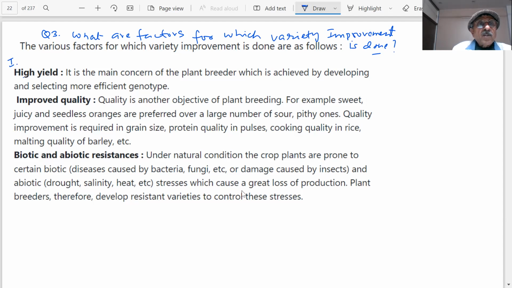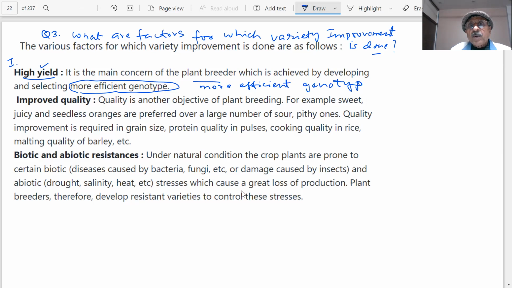First factor, we already told you, high yield. The main concern is that you want a higher yield of the crops. The main concern of a plant breeder is achieved by developing and selecting a more efficient genotype. Why will some crops produce higher yield and certain crops lower yield, students? The one which has a more efficient genotype will produce higher yield. So it is important that we should have a more efficient genotype, so this will be able to give more yields.